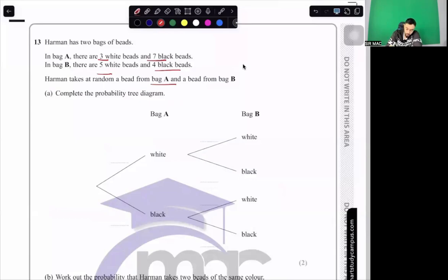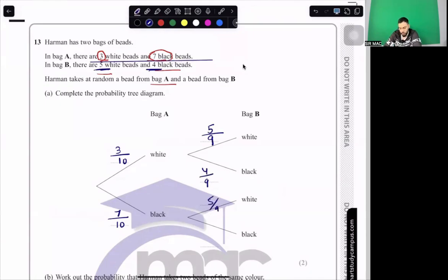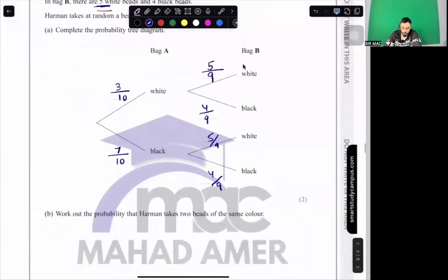For the first one, this is just bag A. If you just consider bag A, there are going to be three whites out of 10 in total, so 3 out of 10. And for black, there's going to be 7 out of 10 in total. That's bag A done. Now in bag B, there are 5 whites out of 9 in total because it's 4 and 5, 9. And for black, it's going to be 4 over 9. Again, 5 over 9 and 4 over 9 because these are two different case scenarios. That's the 2 marks just to complete that.